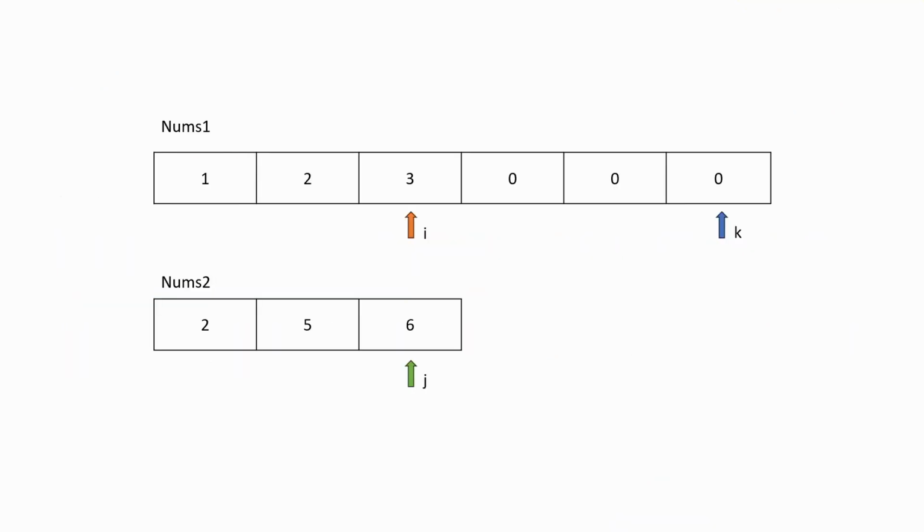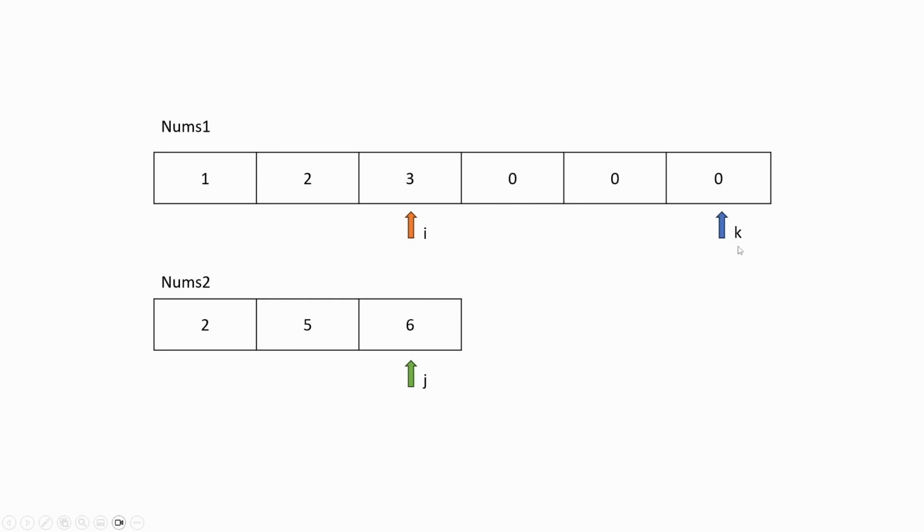Okay, let's solve this problem. Here is an example we're going to study. We have the array nums1 and the array nums2. Let's analyze them. To solve this problem, we're going to use three pointers: the pointer i, the pointer j, and the pointer k.